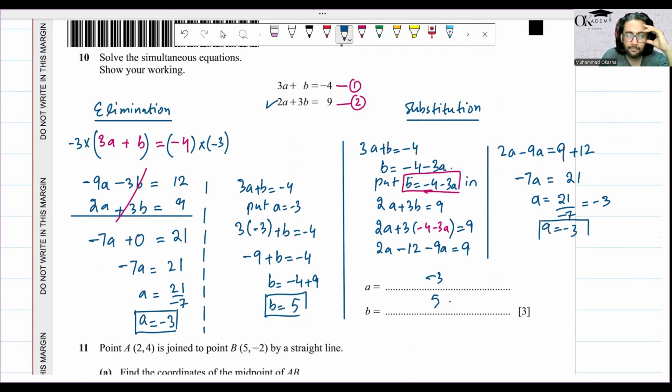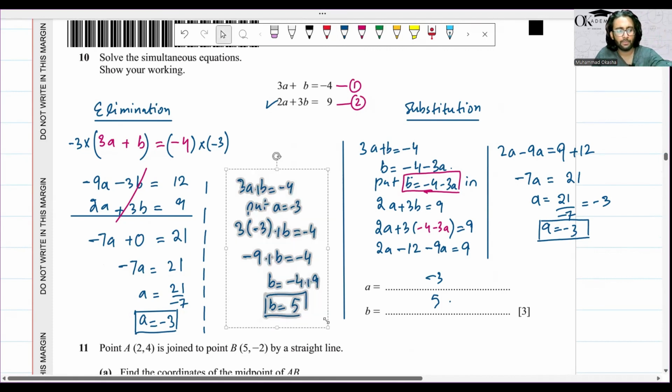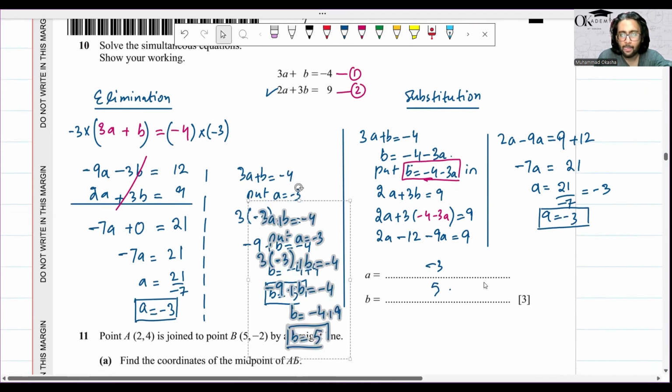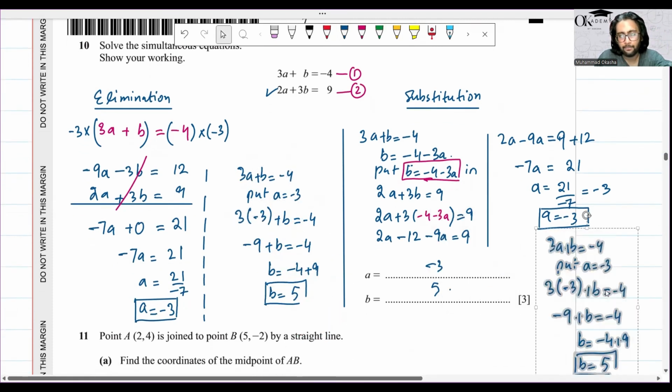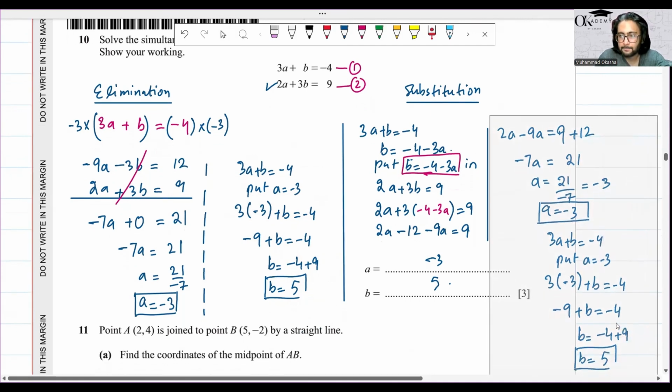I think the other step is pretty common. It's the same as this one. So the next step is the same as this one. So I'll just copy this step. The next step is the same. Yeah, it's the same thing. You take the value of a and you put it in the other equation to get the value of b. That's how simple it is.